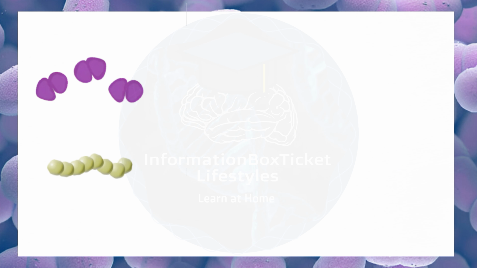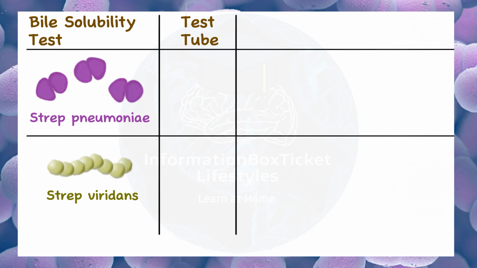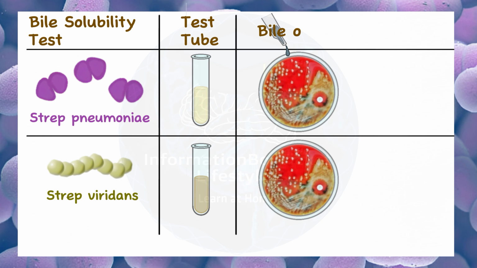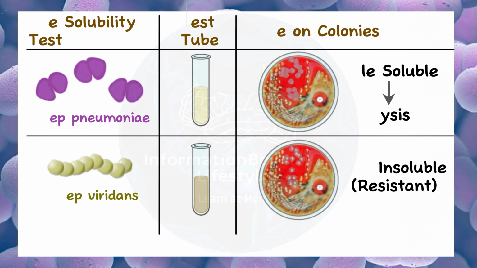Another test that can be used to distinguish Strep pneumoniae from other alpha hemolytic Streptococci is the bile solubility test. This test can be performed in a test tube, or more commonly, by dripping drops of bile onto bacterial colonies. Strep pneumoniae is bile soluble, meaning that bile salts will promote the lysis of the bacteria. In contrast, all other alpha hemolytic Streptococci are bile insoluble or bile resistant.